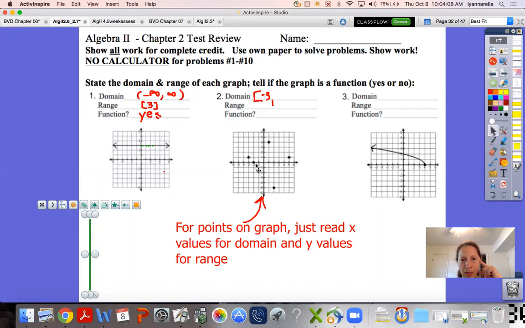Remember, if you have just points on a graph, you just read the x and y values for the domain and range. You don't tell me from this value to this value because there's nothing in between some of these points. So just read the x and y values of the points. And I started you off. That's a -3, comma, then you would tell me this x value, then this x value, then this x value, then this x value. Okay, it's not the same as this because it doesn't include all the points in between.